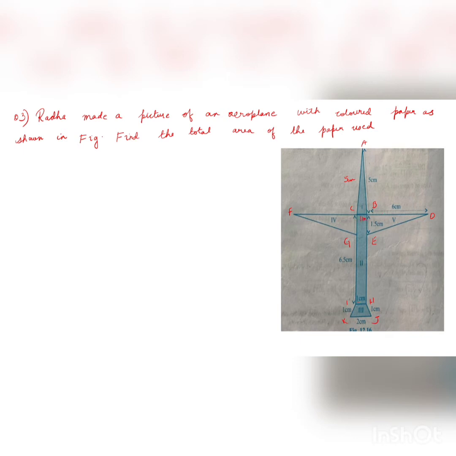Clear with that? Now this is what? This is the wing of the plane. The wing will also have the same measurement. That means this must be 6 centimeter and this must be 1.5 centimeter. Clear with this? Now if this is 6.5, this should also be 6.5 centimeter. So I'll just consider the solution.